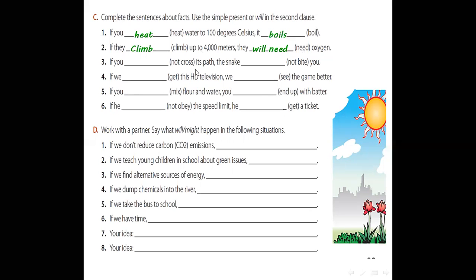If you don't cross its path, the snake won't bite you. Excellent. It's also future facts. We use simple present don't cross and future will not bite. Number 4, if we get this HD television, we will see the game better. Get, because the subject here is we, and will see, future simple.